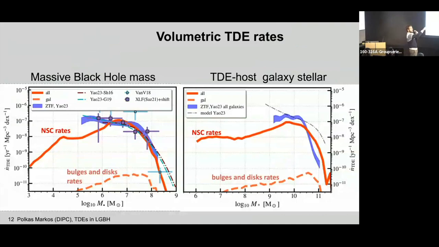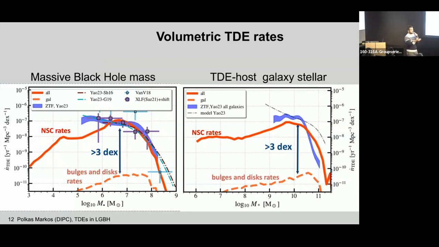So with blue, there are the latest constraints from ZTF, the Zwicky Transient Facility, with 33 TDEs detected only this year. And as you can see, the model, the red line, reproduces the constraints fairly well at the high masses, as a function of black hole mass and as a function of stellar mass. And actually, what's interesting is that in order to do that, it proved really important to have nuclear star clusters.